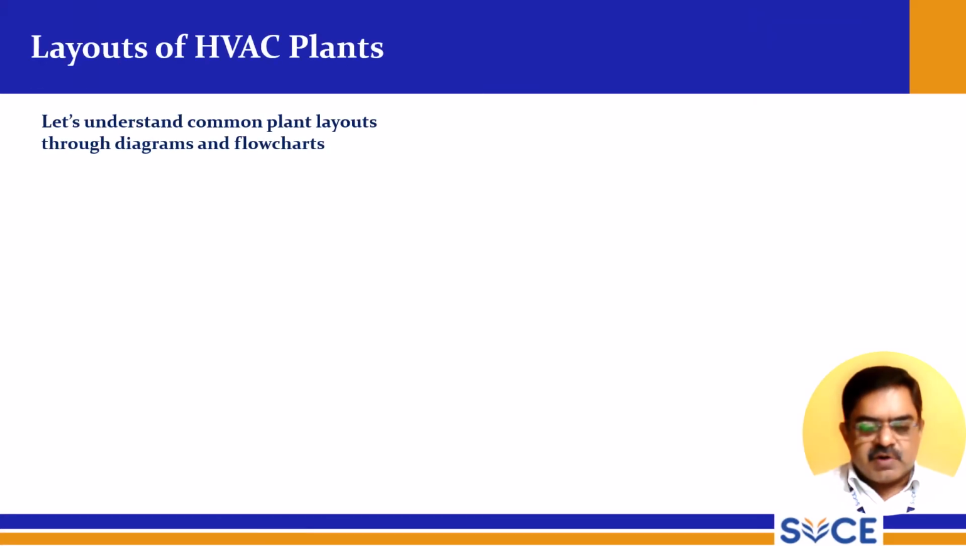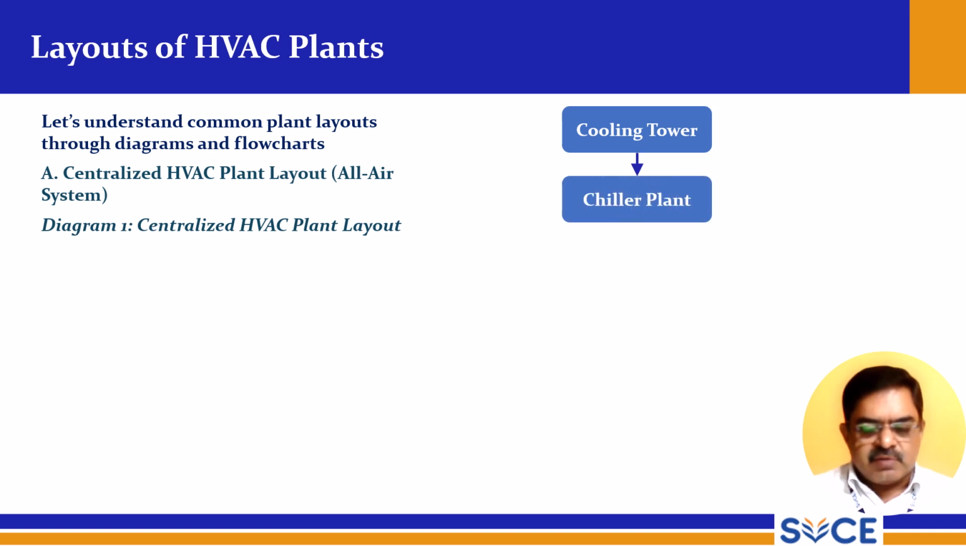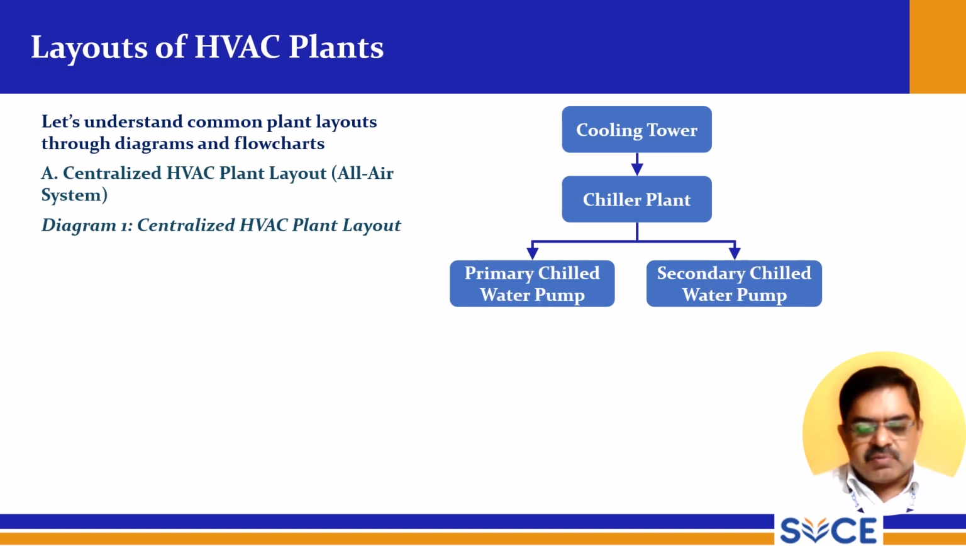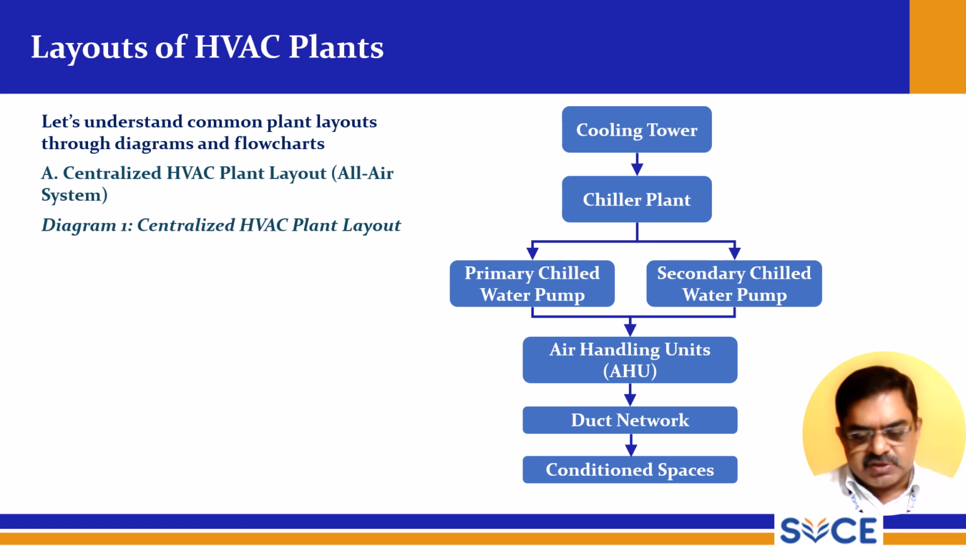Layouts of HVAC plants. Let's understand common plant layouts through diagrams and flowcharts. First one is the centralized HVAC plant layout, which is nothing but an all air system. This is a flowchart: cooling tower, chiller plant, then primary chilled water pump and secondary chilled water pump, then air handling units, then the duct network, and then the conditioned space. This is a simple flow chart.